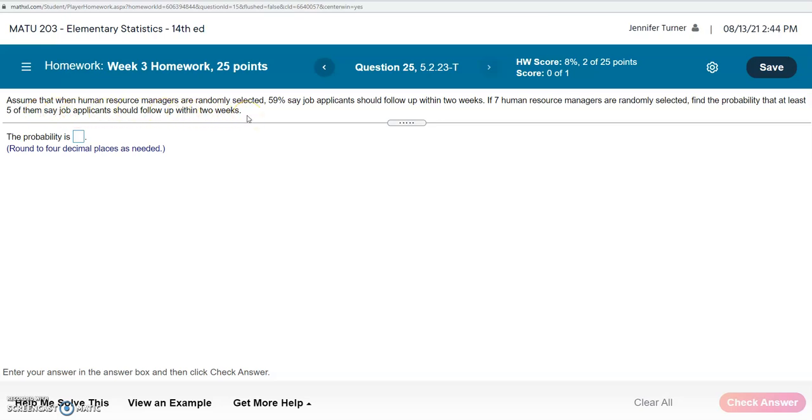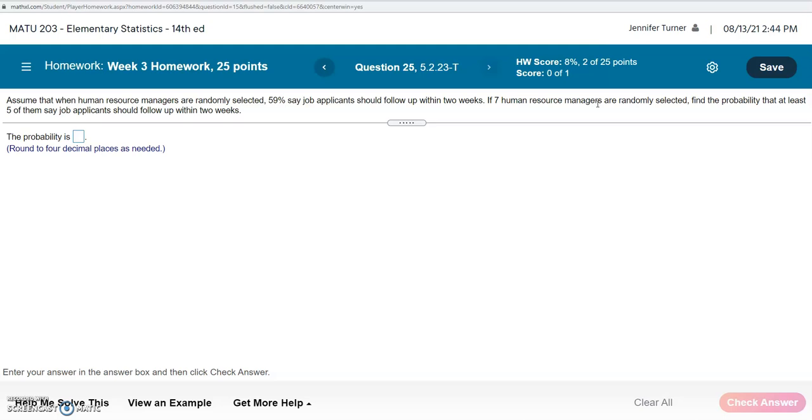So this is a binomial distribution because it fits the 4 criteria of a binomial distribution. The first criteria is that there's a fixed number of trials. There's a fixed number of people or things that we're going to ask a question to or observe in some way to see whether or not they had some characteristic. So in this case, we asked 7 human resource managers about this question regarding the applicants. 7 exactly, no more, no less. And once we finish asking those 7, we're done with the experiment.